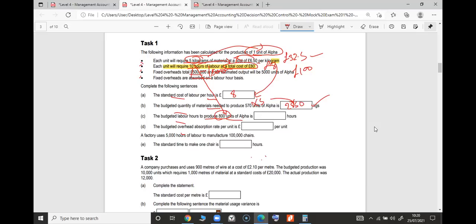Anyway, it's nice and easy. It's not a big deal. Just don't confuse that. It's not 570 anymore. It's 800 now. The requirement has changed. 800 units times each unit takes 10 hours. So 8,000 is the right answer.